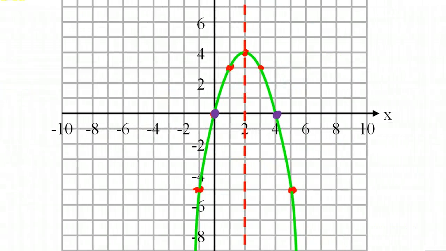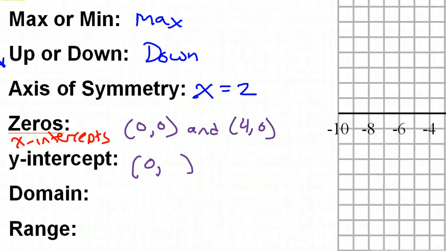Now the domain. The domain is the x values of a graph. So it's how far left it goes and how far right it goes. All right, this graph goes left forever and right forever. So that's negative infinity to positive infinity.